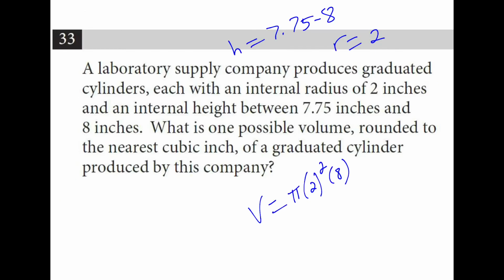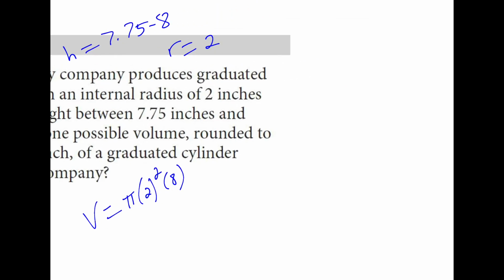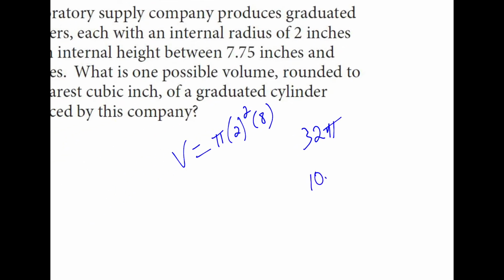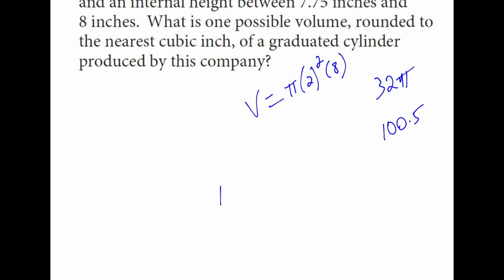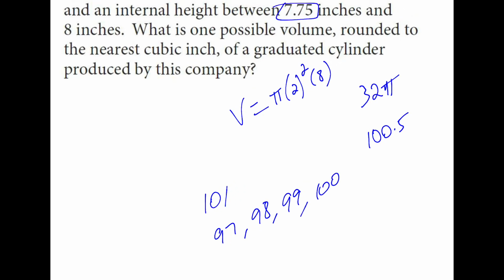So the height has a range between 7.75 and 8, and the radius is 2. So I'm going to pick the whole number 8 and plug this in. And I get 32 pi, which is right around 100. In fact, it's 100.5. So if we round it to the nearest inch, I could say 101. Other answers that would be accepted, 97, 98, 99, or 100, if you went with one of those heights that was a little bit smaller.